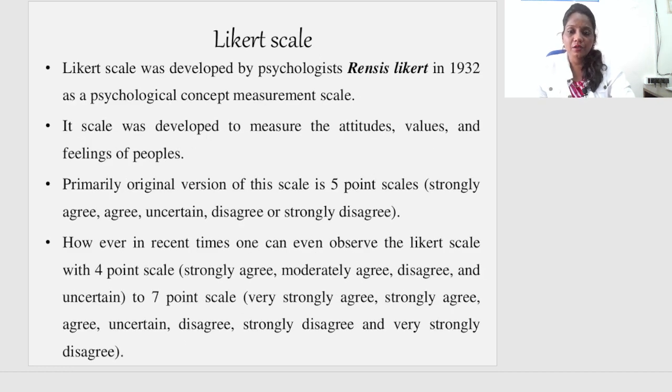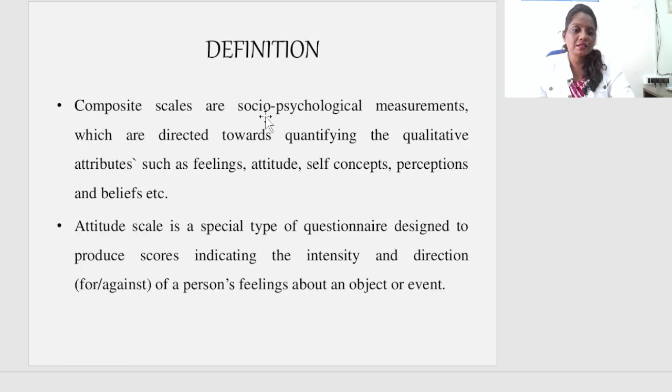So if you want an explanation, I can say composite scales overall assess feelings, attitudes or self-concept, whereas attitude scales have scores so that you are able to evaluate a person's feelings towards an object or an event or towards non-living things.